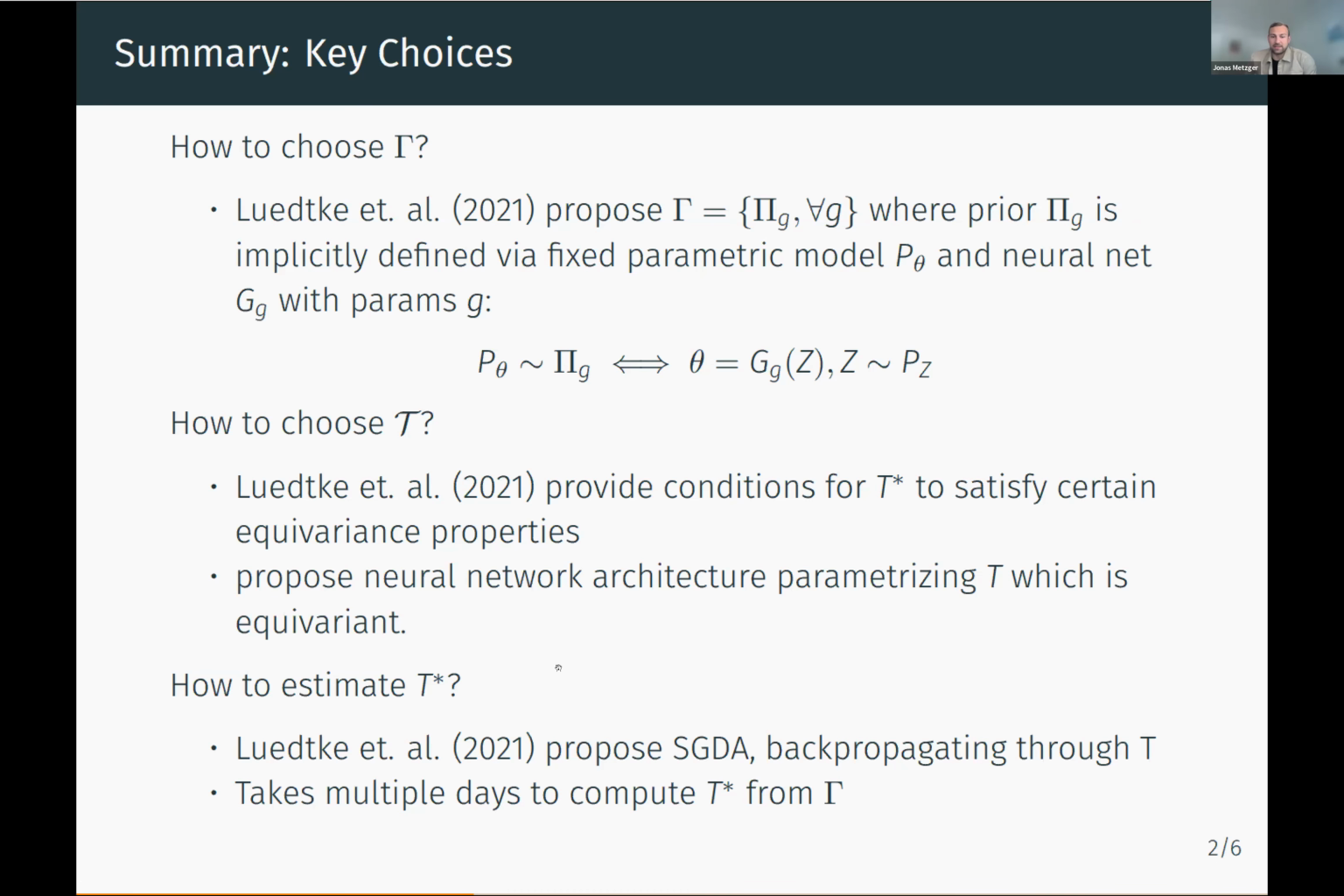They propose a stochastic gradient descent ascent procedure, which is well proven to do its job for adversarial methods. It requires backpropagating through the estimator T to get a gradient with respect to the generated data. That potentially limits the choices of architectures that we could use to parameterize the space of estimators. And this whole procedure does take quite a long time, multiple days to compute. But the performance on the plots at least looked very, very promising.